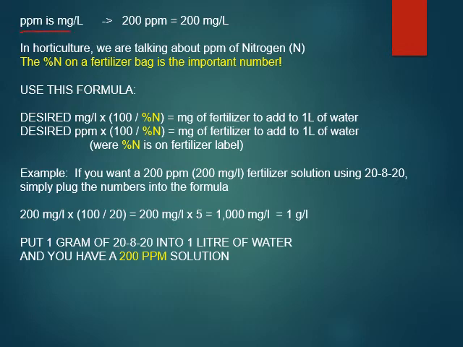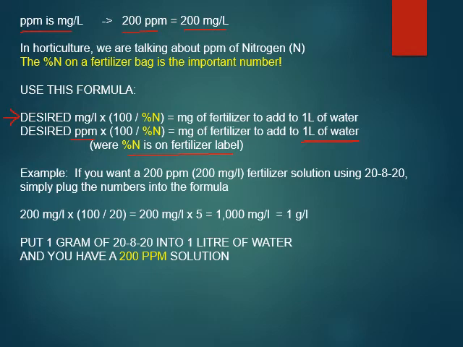So let's walk through this. Remember, ppm is milligrams per liter. Say 200 ppm is the same as 200 milligrams per liter. Again, just reviewing, this is the formula that you want to remember: your desired ppm times 100 divided by whatever the percentage in your fertilizer label is will give you the number of milligrams you're supposed to add to 1 liter of water. That's important because in some of the quizzes, I might ask how much you have to add to 20 liters. Start with 1, and then all you have to do is multiply it by the number of liters in your tank, okay? Remember that trick.